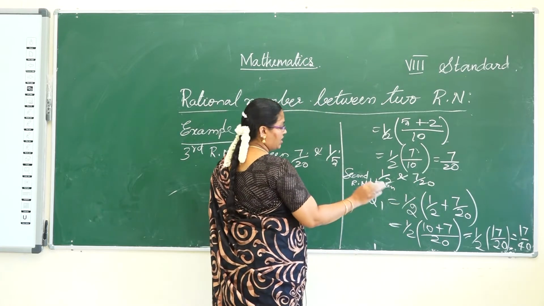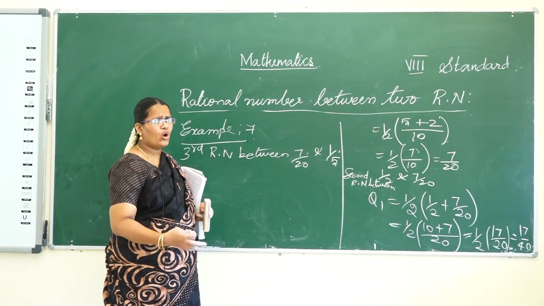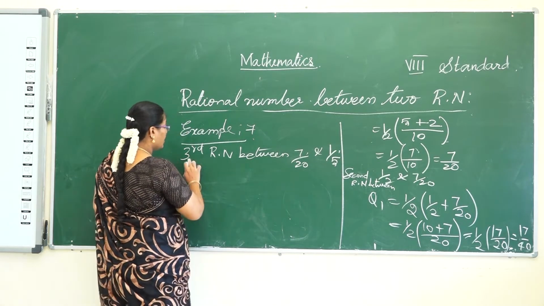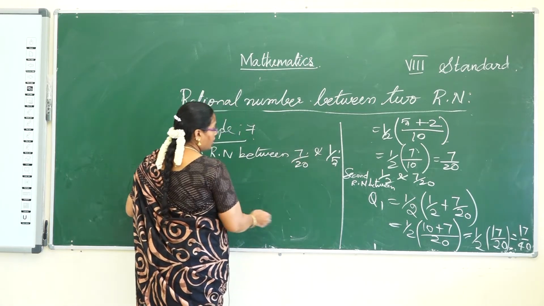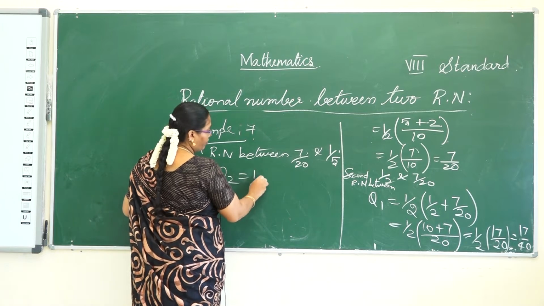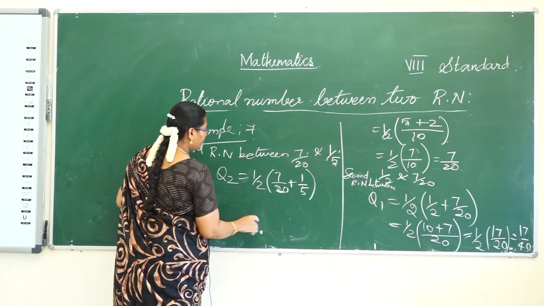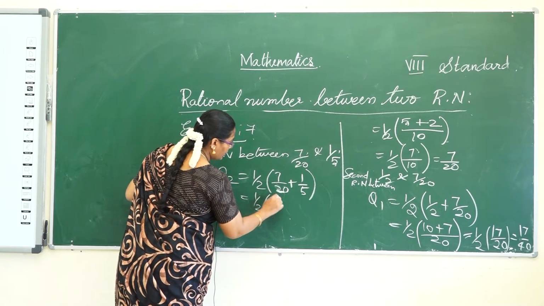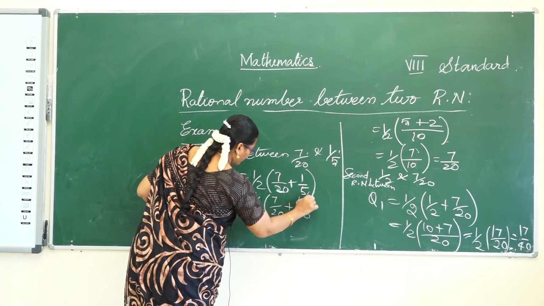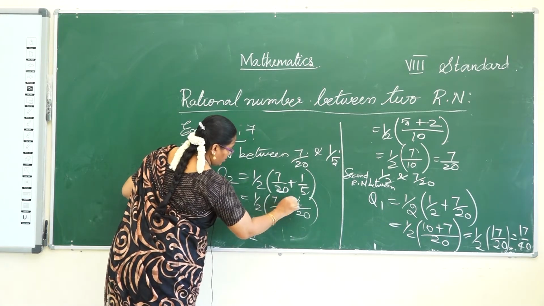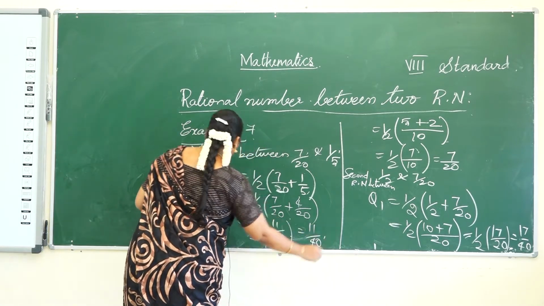Okay, so just apply this formula, and you get any two rational numbers, or an infinite number of rational numbers, between any two numbers. Okay, right. So for the third rational number, I have considered 7 by 20 and 1 by 5. Apply the formula, q2 is equal to half into 7 by 20 plus 1 by 5. So 1 by 2 into 7 by 20 plus, here multiply by 4 the numerator also, so 20 by 2, so 11 by 20, so 11 by 40.